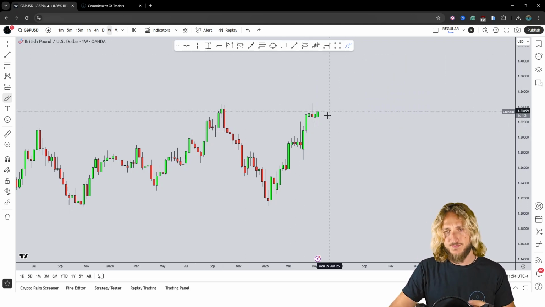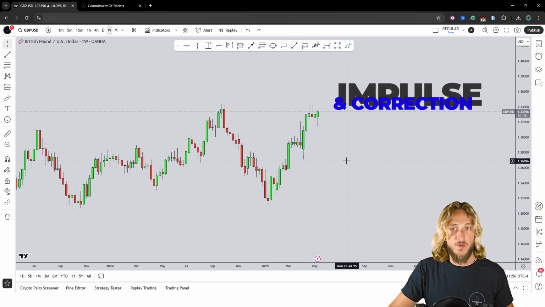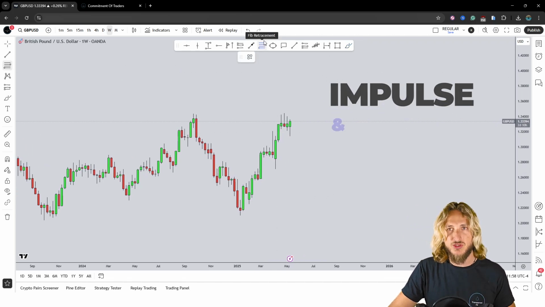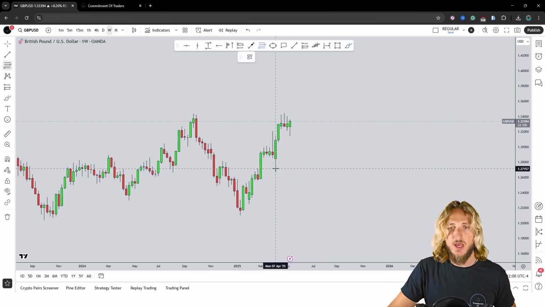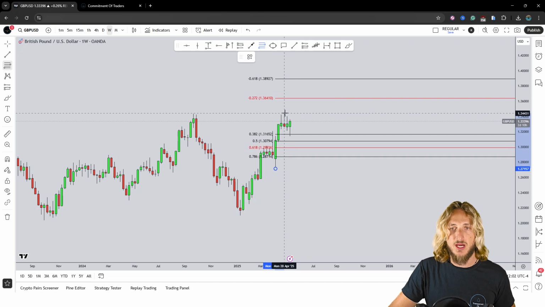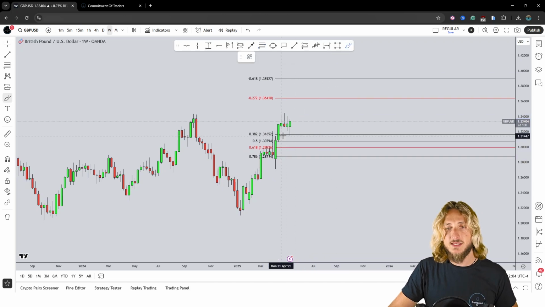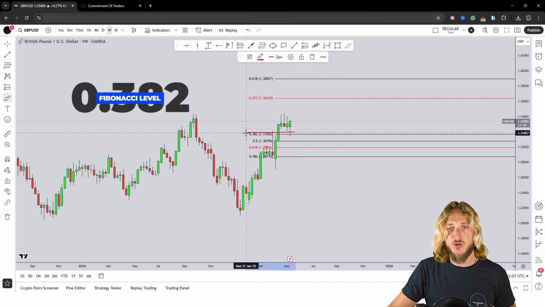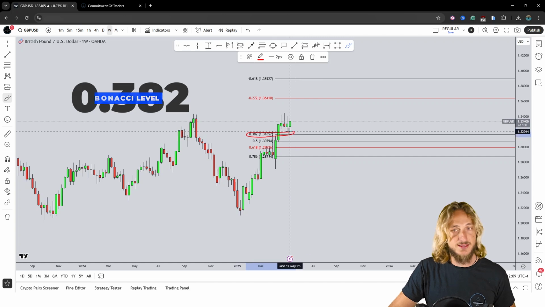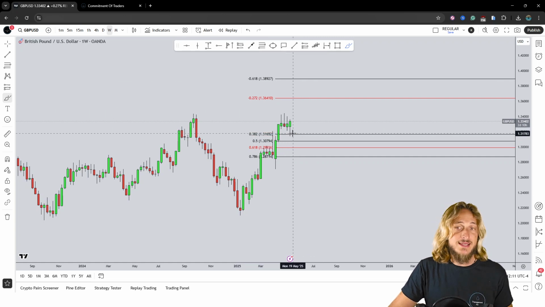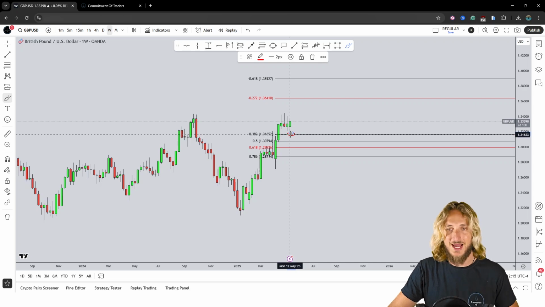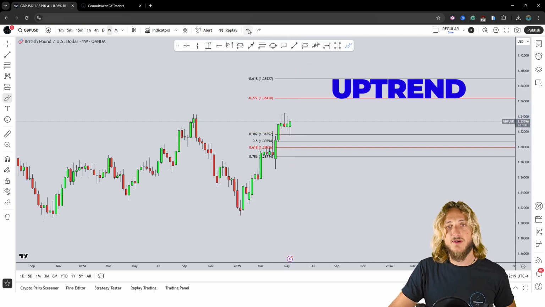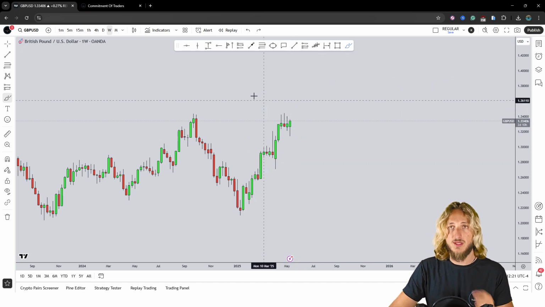We can also notice that we had the impulse and correction. Now, if we want to measure the correction after the impulse, we have to take our Fibonacci from the low to the high of the impulse leg, and we can see how we have a 0.32 retracement exactly at this zone, and that is the first retracement level at which you expect the market to create the higher low if you are in a very strong uptrend, which is in fact exactly what the market has been creating here.